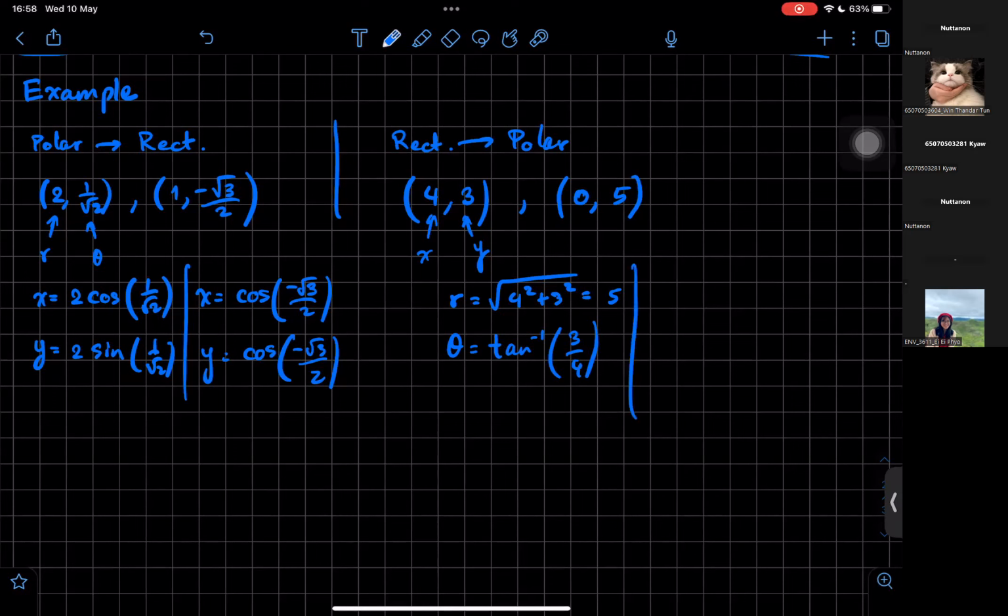And for the other one, this will have a bit of a problem if you use this definition. As you can see, this one will be 0 squared plus 5 squared, which gives you 5. But when you put in this definition, you will get 5/0, right? And this is a big problem because you can't divide by 0.